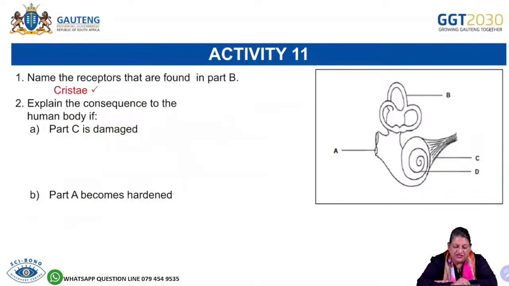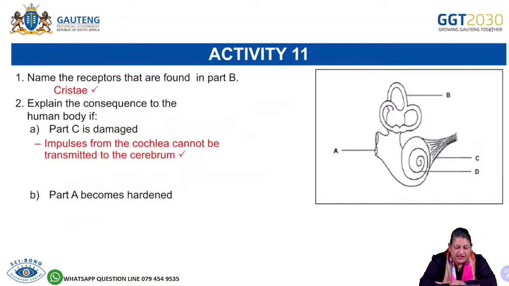Again, same thing, cristae. Explain the consequence if part C is damaged. Obviously, if part C is damaged, which is the auditory nerve, no nerve impulse will be transmitted to the cerebrum. See, impulses from the cochlea cannot be transmitted to the cerebrum, and therefore hearing cannot take place.